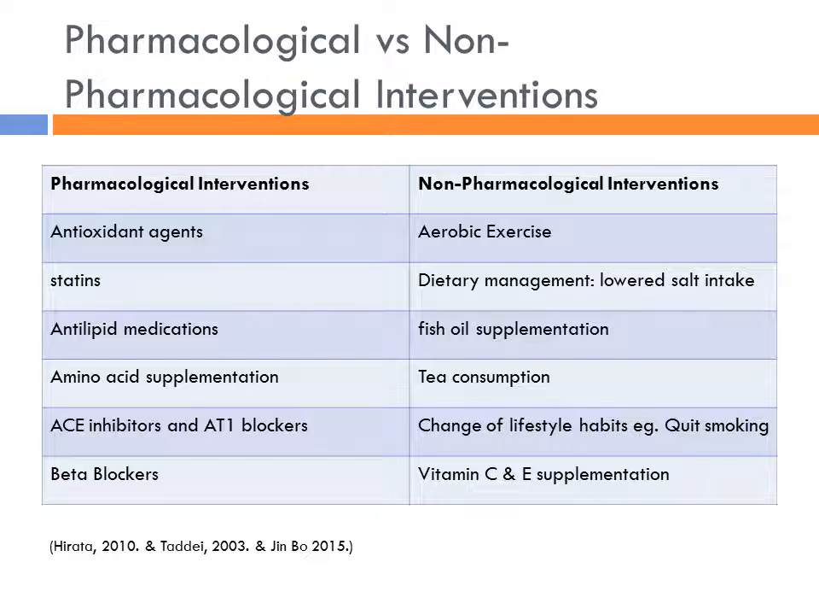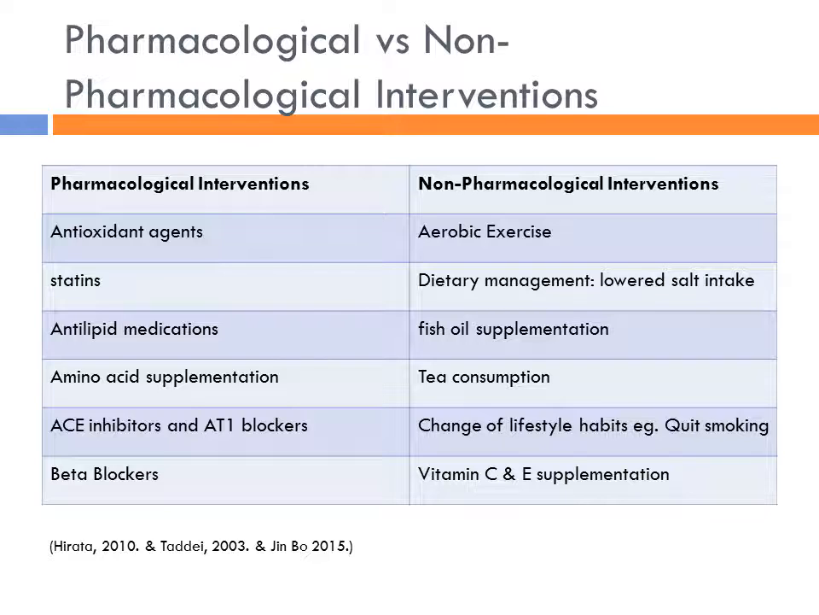Amino acid supplementations prevent or slow down the progression of atherosclerosis. ACE inhibitors and AT1 blockers target the risk factors linked to endothelial dysfunction, in particular hypertension. Beta blockers exert endothelial protective effects and improve endothelial function and vasodilator responses. The most effective non-pharmacological measurement is aerobic exercise, which reduces production of oxidative stress.